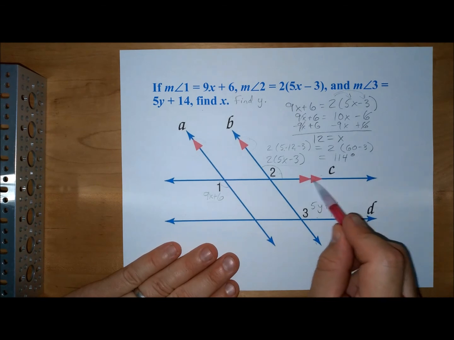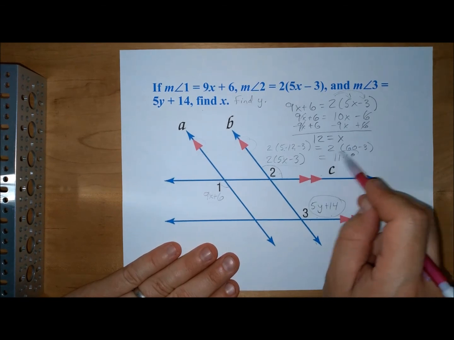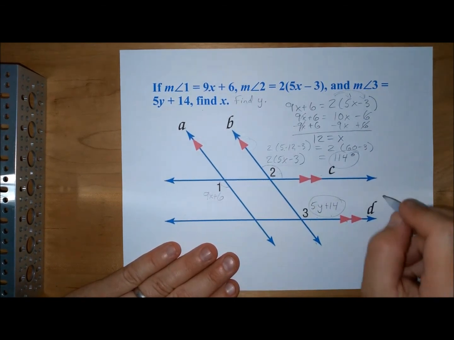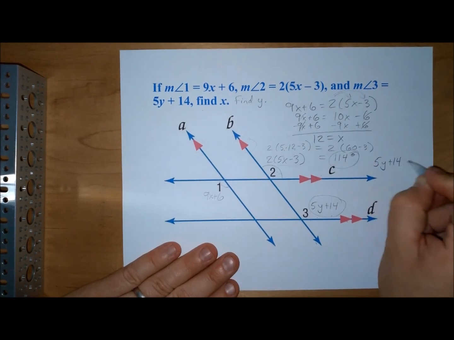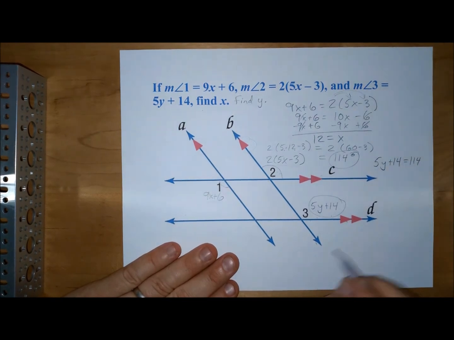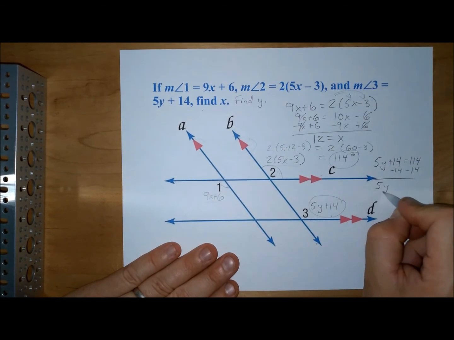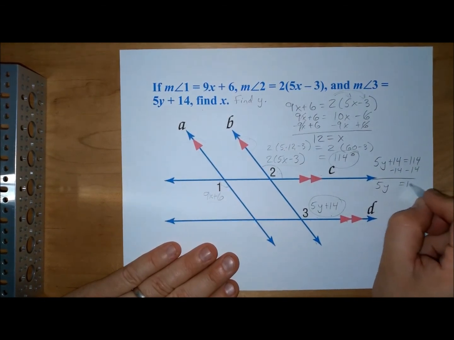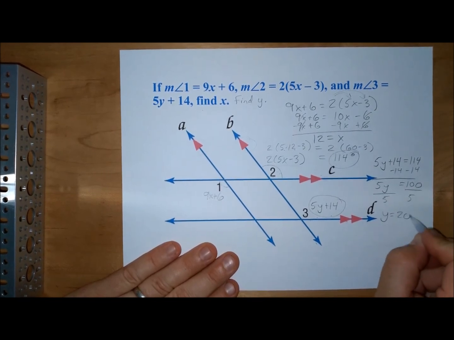And we know when the lines that form them are parallel, the corresponding angles will be congruent. That means these two expressions will have to be equal. And can we use that to go ahead and find y now? 5y plus 14 must equal 114. Okay, we'll subtract 14 from both sides. And I get 5y equals 100. Okay, and when we divide both sides by 5, we're going to find y equals 20.